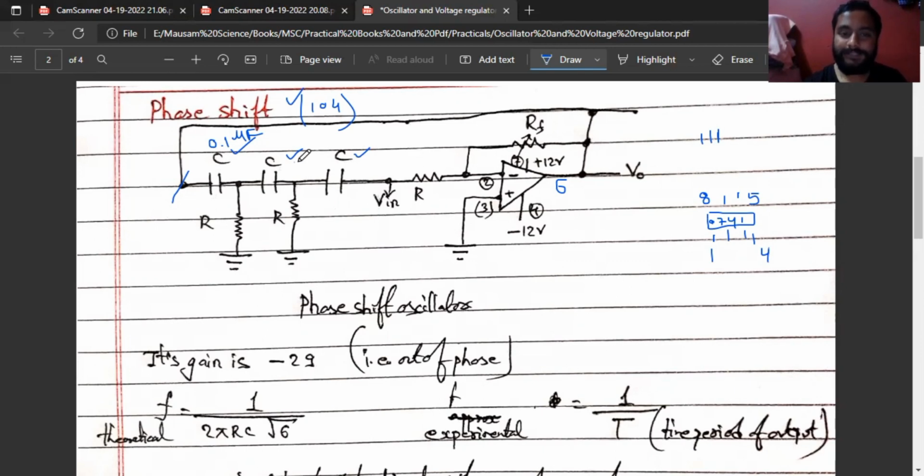At first we need to change this data and see the voltage input and voltage output curve. We can check voltage input from here by connecting the oscilloscope, and voltage output we can check from here, or anywhere we like, from the number 6 terminal. From here we can connect voltage output, and from here we can connect voltage input. So now here it is a phase shift oscillator.